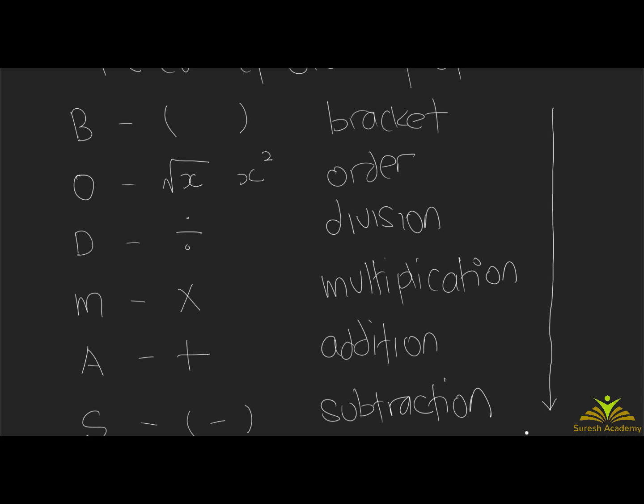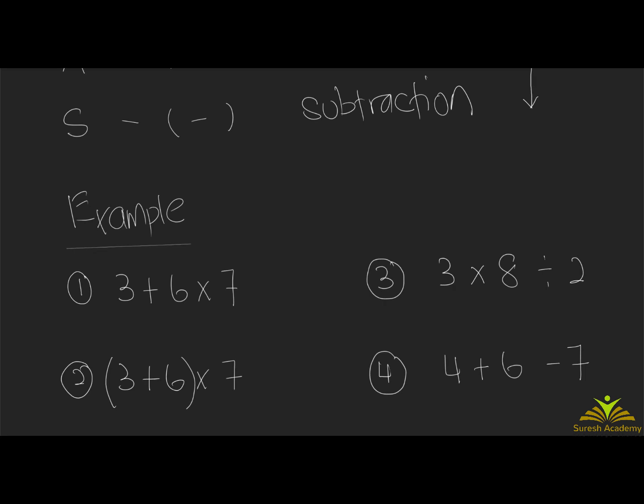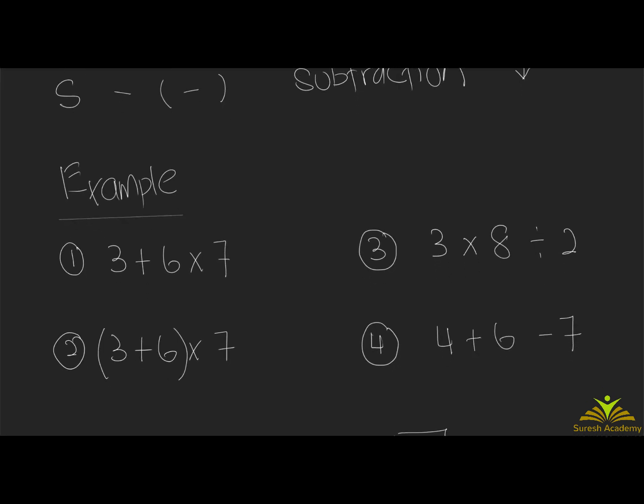Now this may sound confusing, but let's work this acronym with some examples. I've got an example here. Let's look at the first example. It says 3 plus 6 multiplied by 7. What do you think will be the answer? Pause for a moment and let me know in the comment section. So 3 plus 6 multiplied by 7. Your answer should be: 6 multiplied by 7 would be 42, and therefore it should be 45.